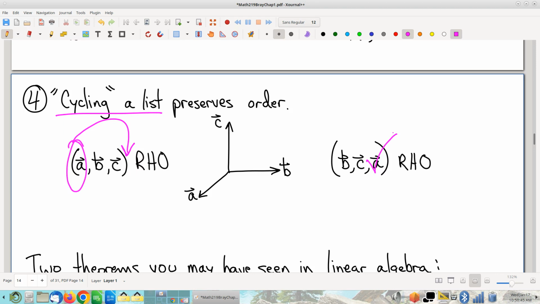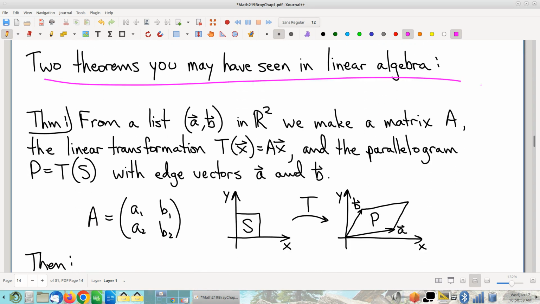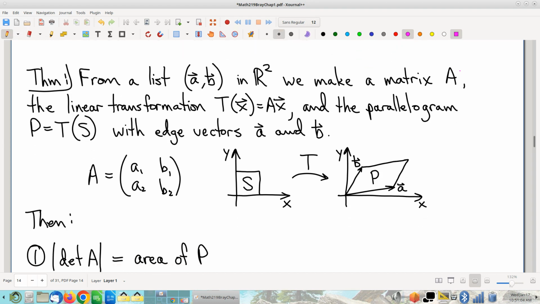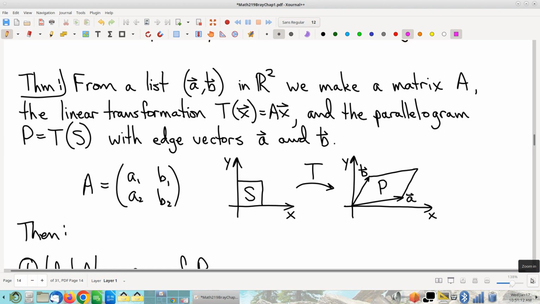Okay, so I'm going to leave this there for just a moment. We're going to move on now and talk about some theorems you may have seen from linear algebra. If you haven't, so be it. But this is really important facts about determinant that we want to talk about here. It's going to take a minute to set up the theorem before we get to the result. Okay, we're going to start with a list of vectors in R2. The first version of the theorem, the two-dimensional version of the theorem.